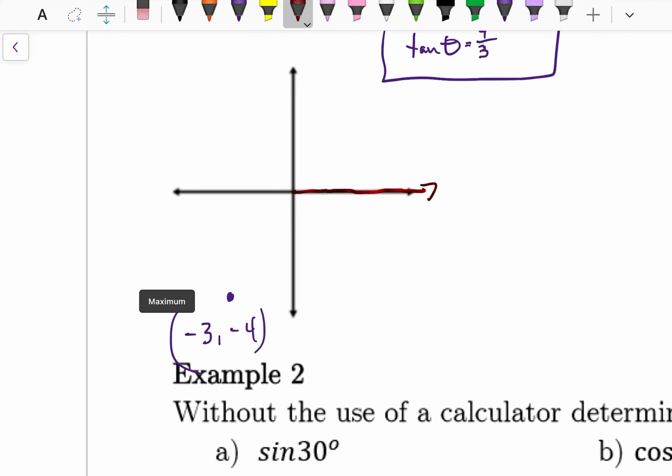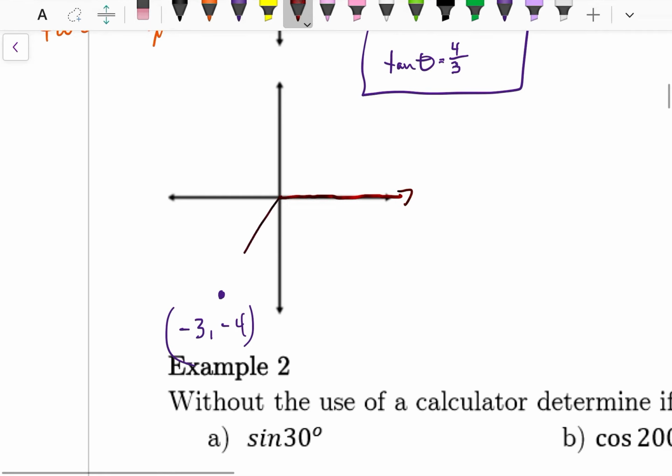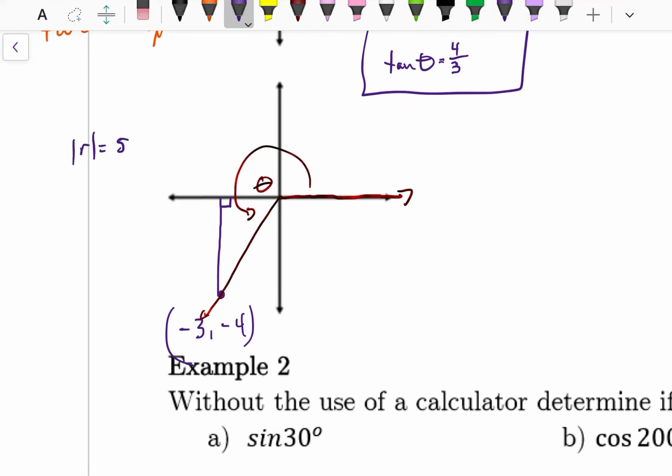So I'm going to start here, continue on. This is the angle that I'm talking about. An angle in standard position whose terminal arm goes through -3, -4. So I'm just going to draw a right angle triangle, which helps me out. And my radius vector r is going to be 5 by using the same formula from the previous examples. Right? Where r is equal to the square root of the x-coordinate squared plus the y-coordinate squared.